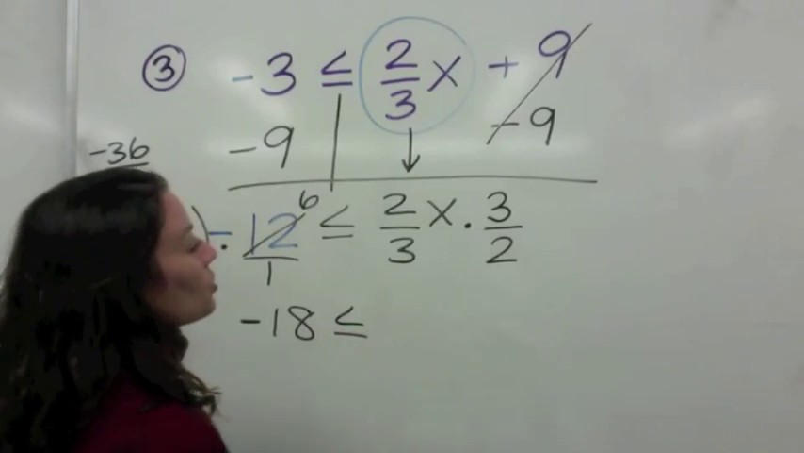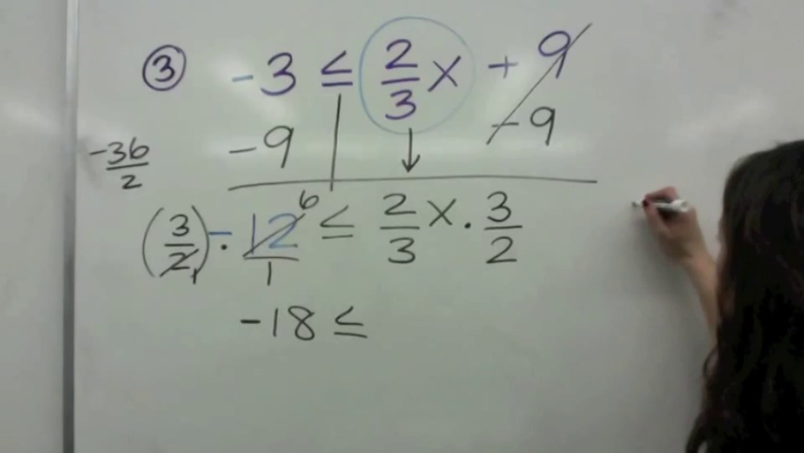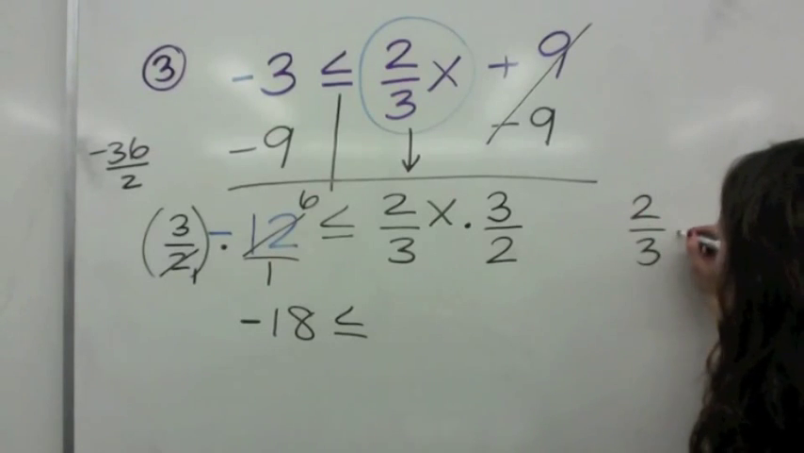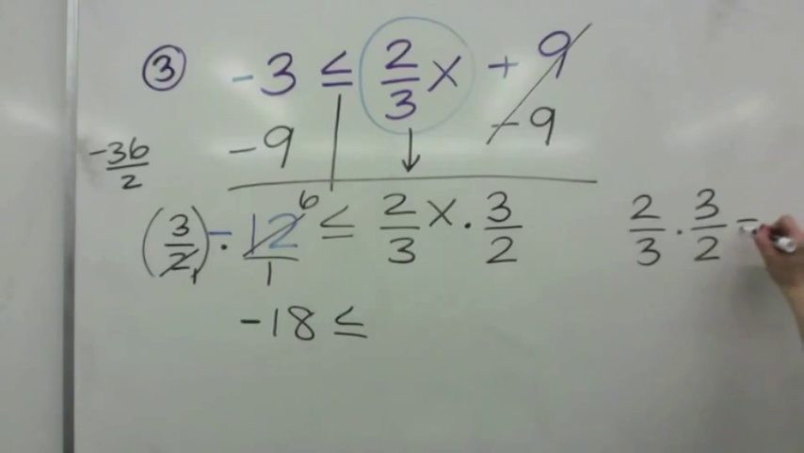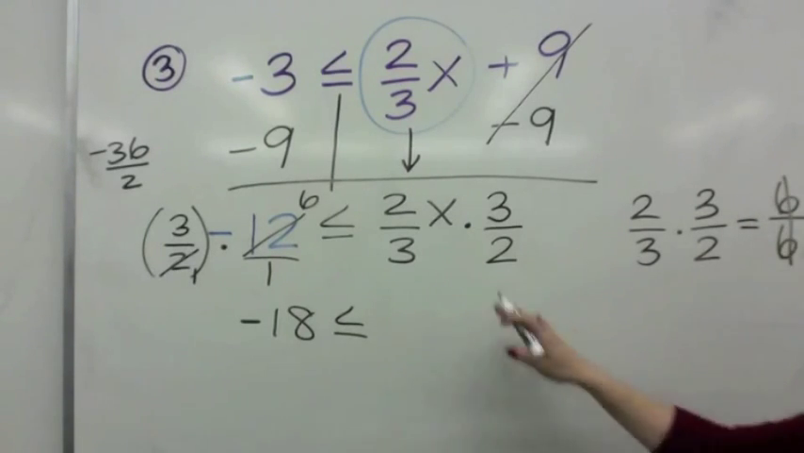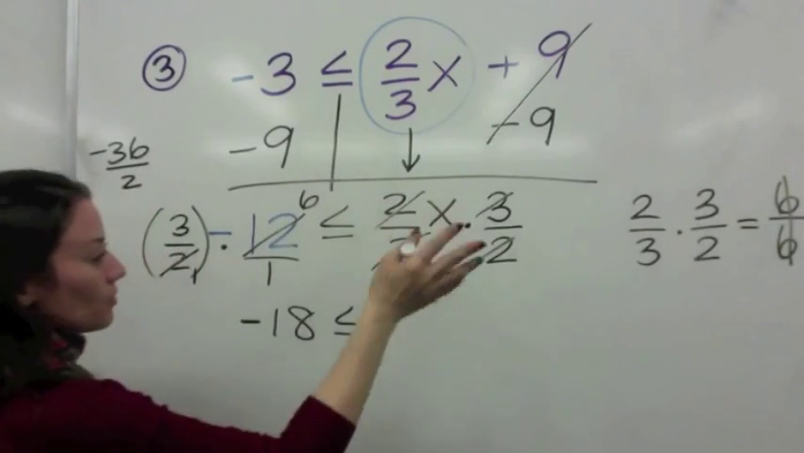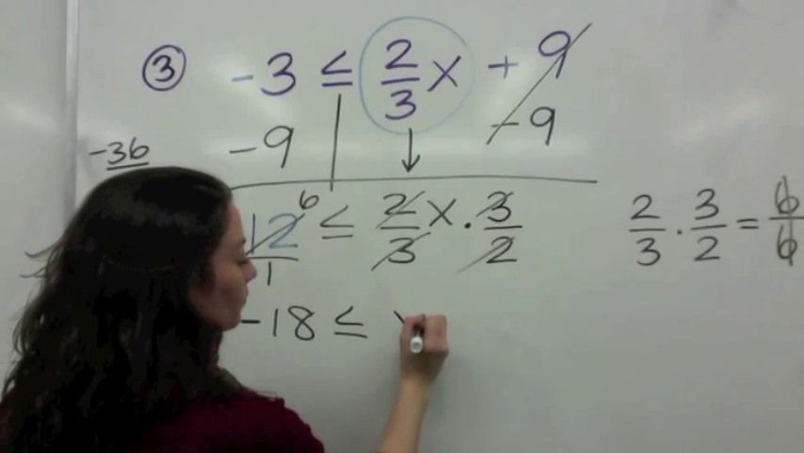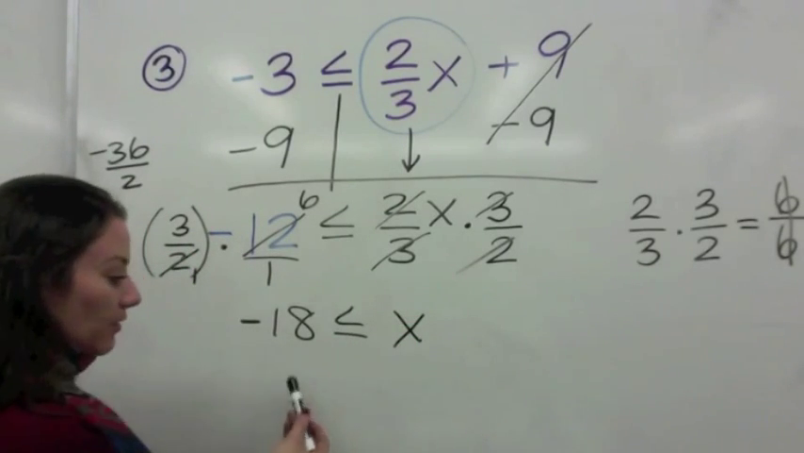Is less than or equal to, very simply, when you multiply reciprocals together, by definition, they make 1. Watch. 2 times 3 is 6, over 3 times 2 is 6. That's 1. So it really just gets rid of the numerator and the denominator, and you're left with x. X is greater than or equal to -18.